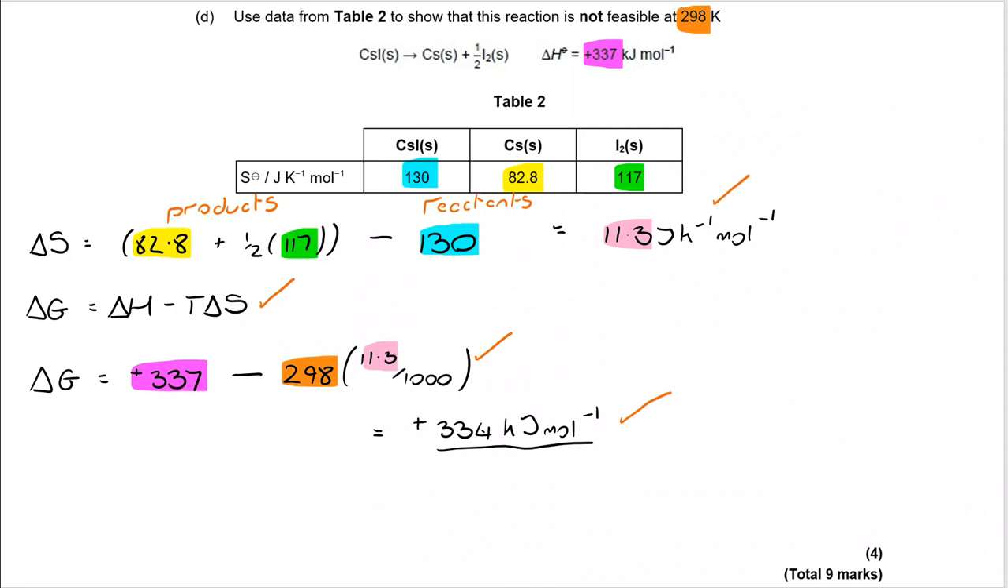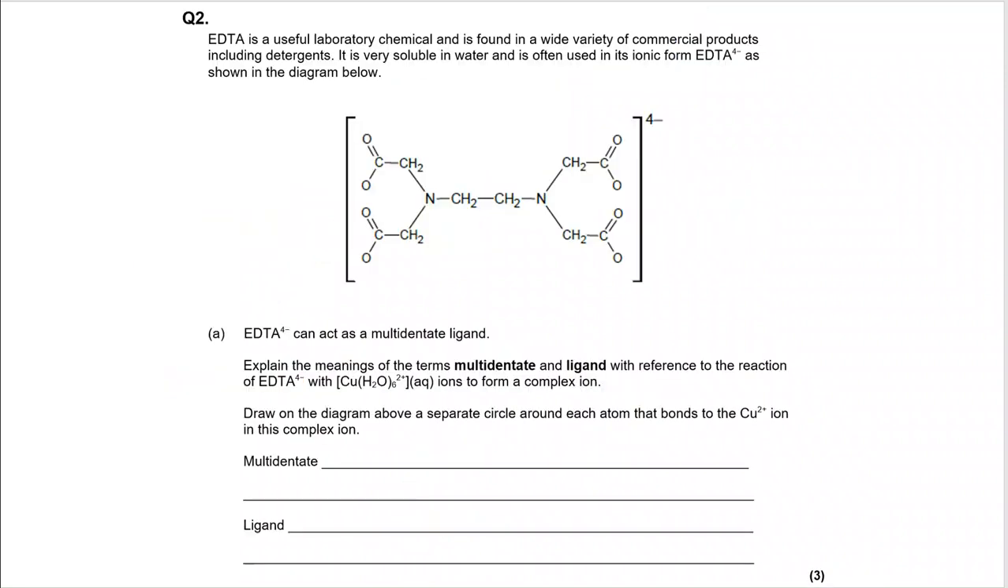When we do that, we've got a third mark for that working out, and we get our fourth and final mark for getting a value of plus 334 kilojoules per mole. So you have proven that the reaction is not feasible because it's not feasible when delta G is greater than 0. Reactions are feasible when delta G is less than or equal to 0. Okay, let's move on to question 2.